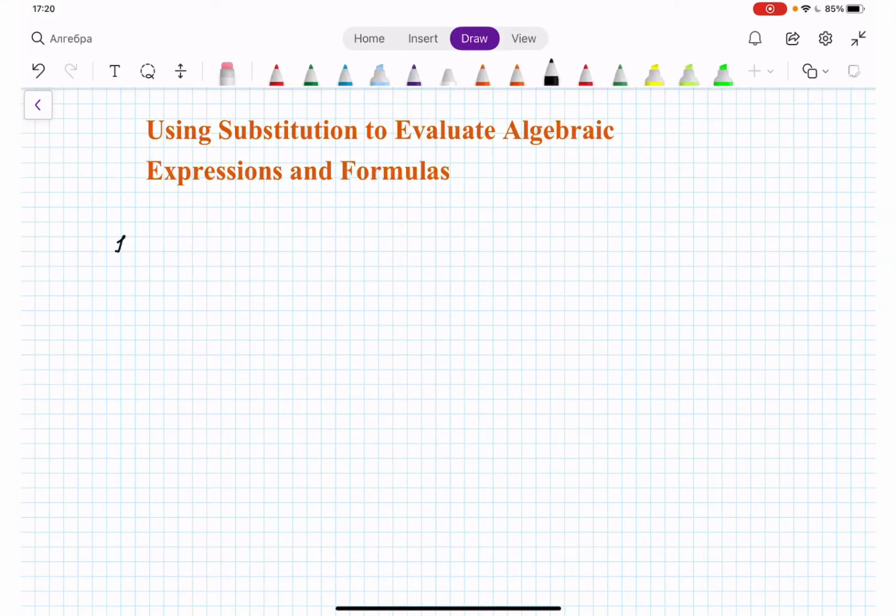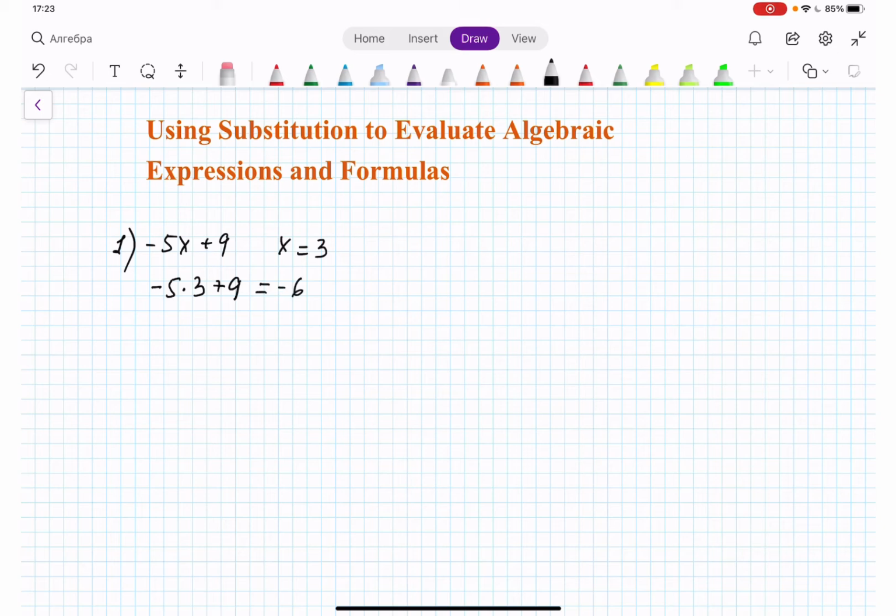Okay, question number 1. Negative 5x plus 9 for x is equal 3. We need to evaluate this expression for x is equal 3. It couldn't be simpler. Negative 5 times 3 plus 9. Negative 5 times 3, negative 15, plus 9 is negative 6.